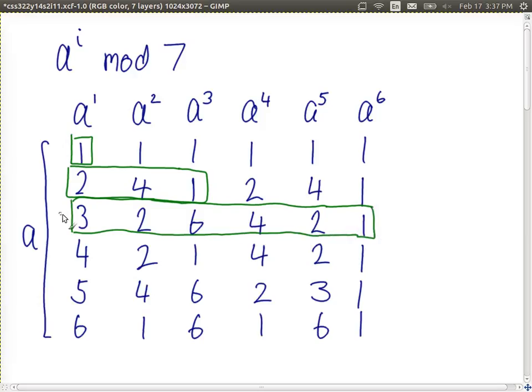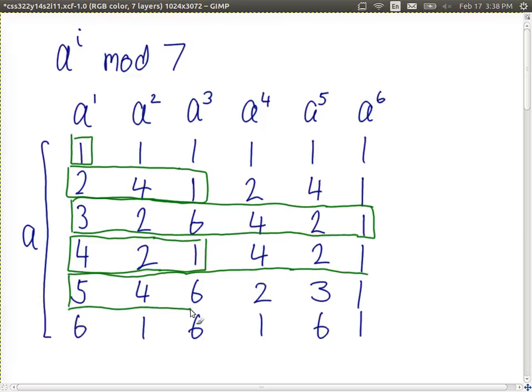When A is 3, we raise it to any power from 1 to 6 and mod by 7, the answers will be distinct. No repetitions. If it's 4, again we get repetition. Again with 5, we get distinct values. These are the different values of A, the base. And here we just get repetition of 2 values.